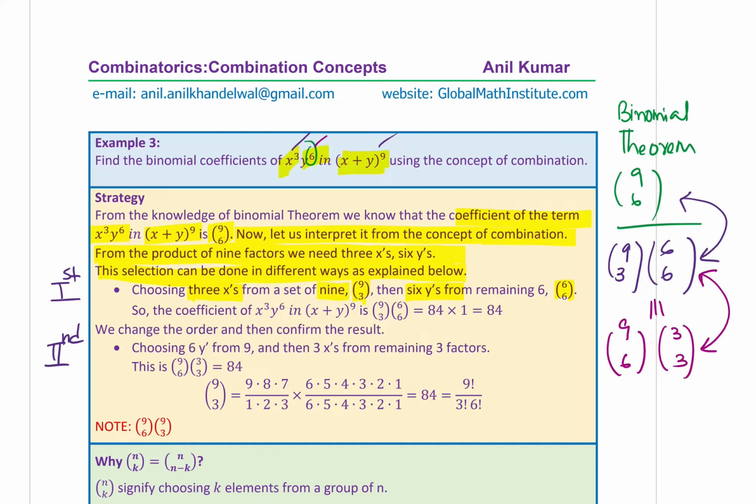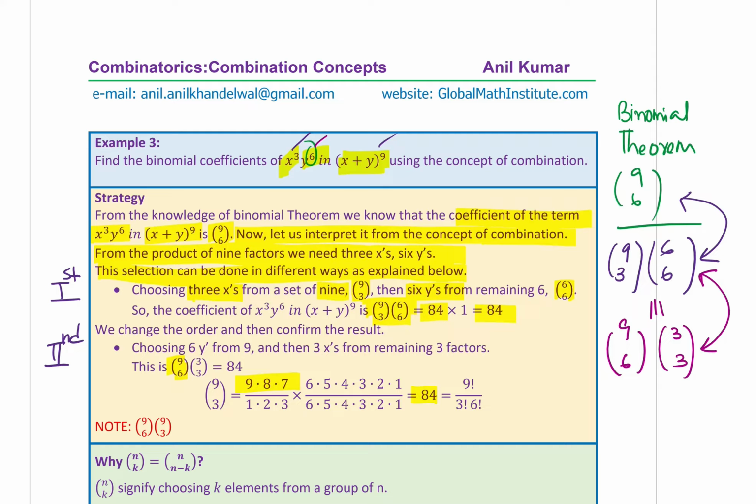So see the calculations. When we do 9c3 times 6c6, 6c6 is 1. So 9c3 is 84, that you get, and 9c6 is also 84, right? So we get the same answer.